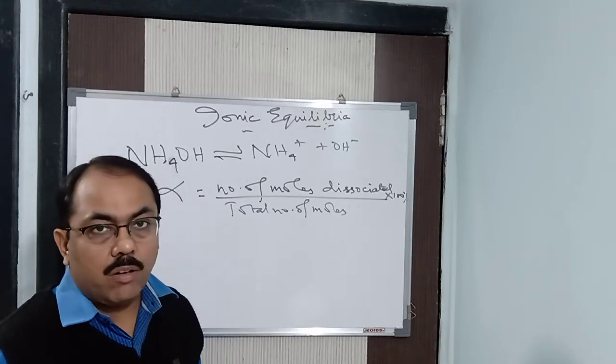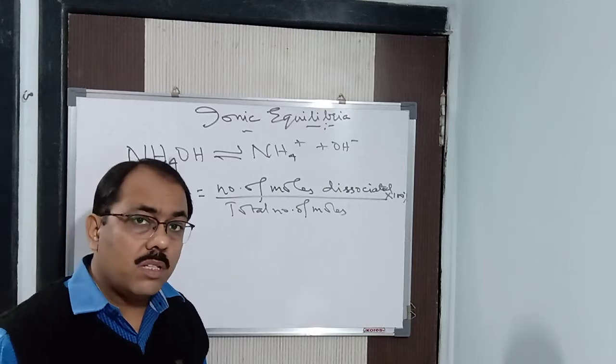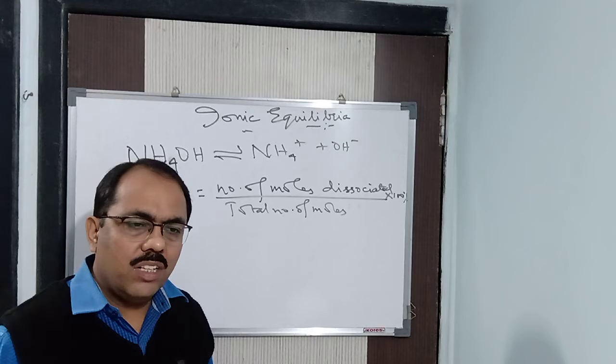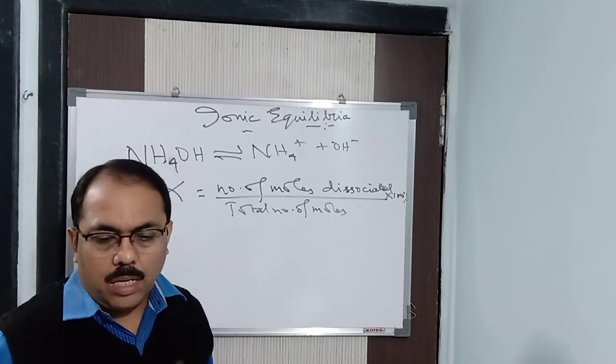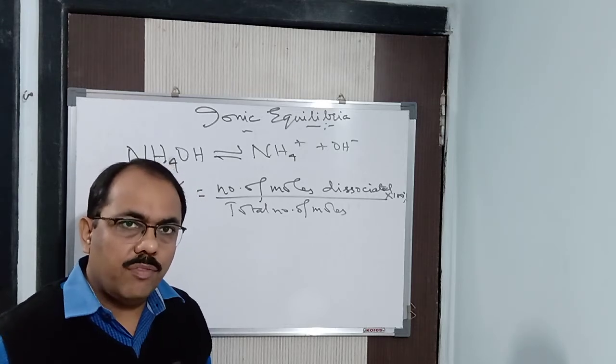In the case of a strong electrolyte, the degree of dissociation is around 98 or 99%. But in the case of a weak electrolyte, the degree of dissociation is less than 5% or less than 10%.